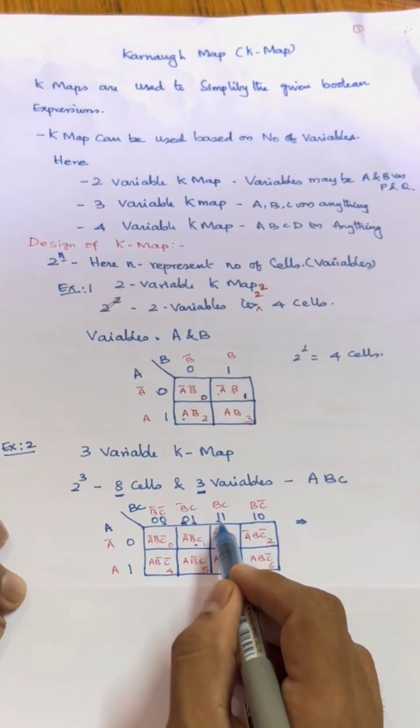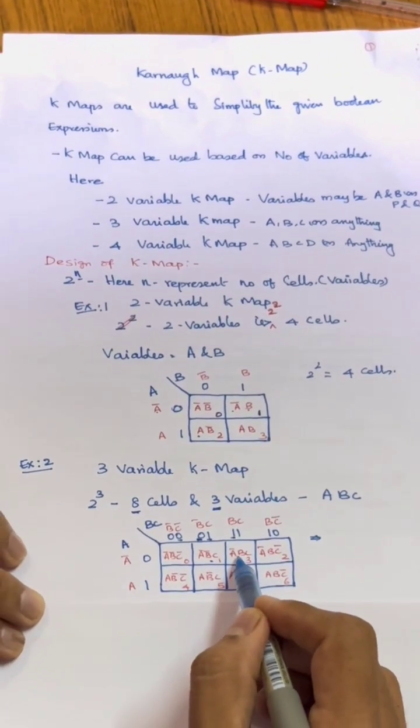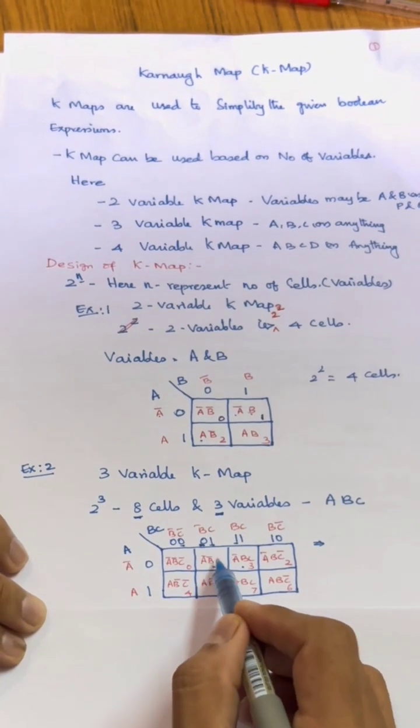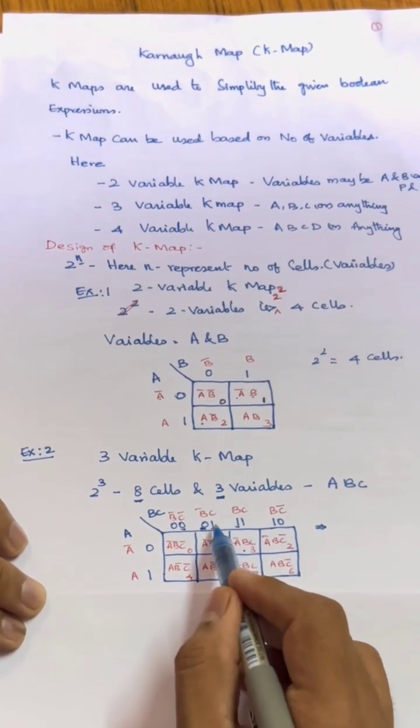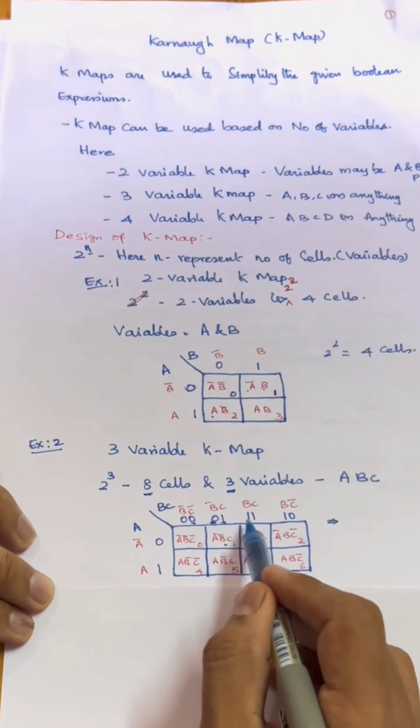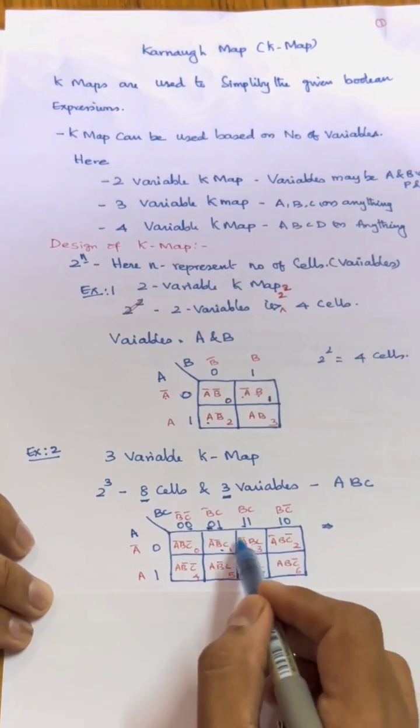Instead of putting 1 1 here, that is 3, if you are putting 2 here, if you compare with the previous cell, that is 0 1 with 1 0, both the bits are varying. So that's why we are shuffling these cells in this column.